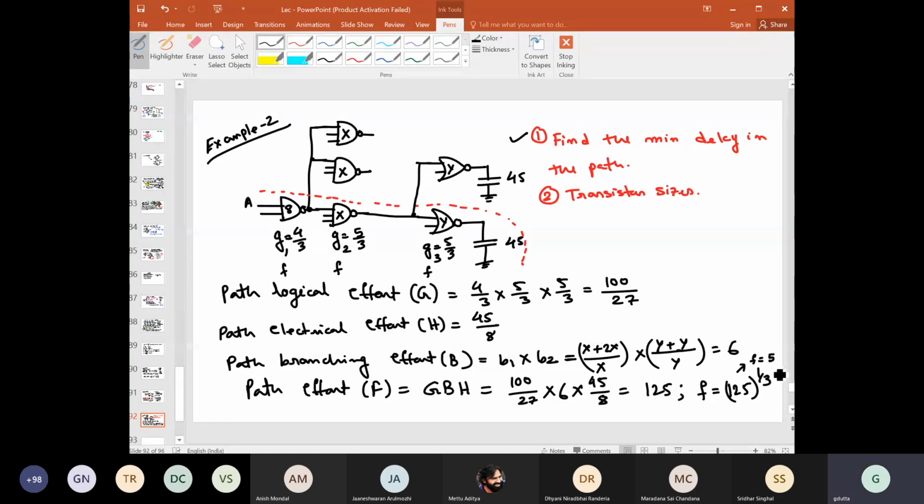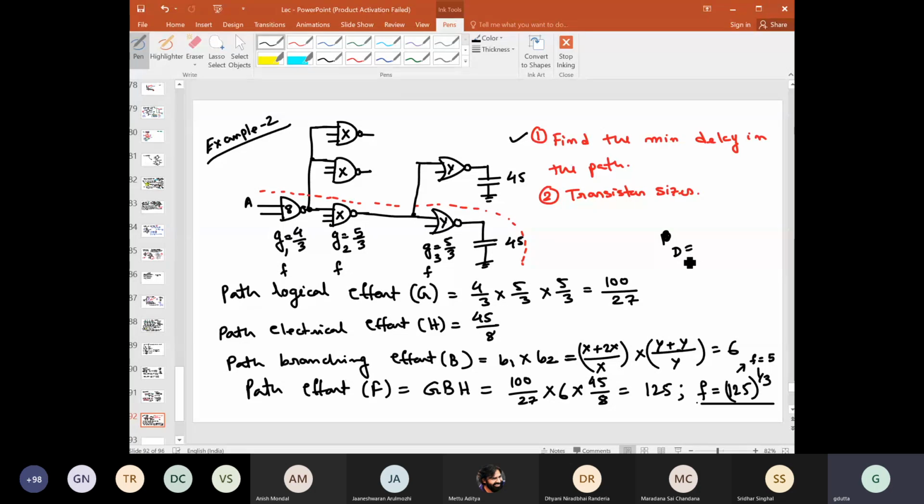So f is equal to 5, right? Now you see, to find the minimum delay, this is the condition for minimum delay, right? So from this we find the value of this f.